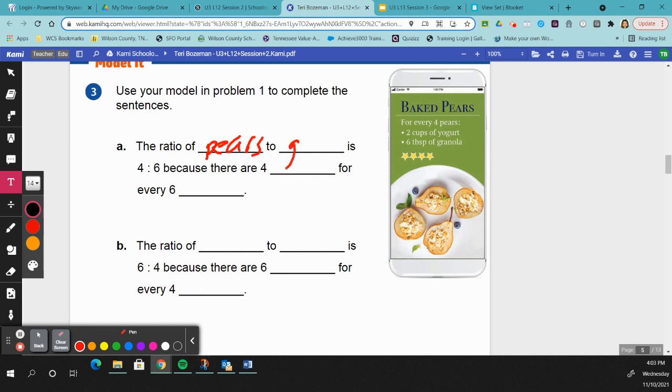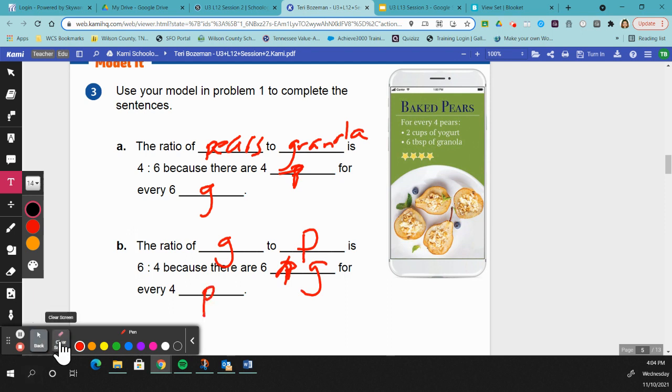6 is granola, right? So it's pears to granola. Because there are 4 pears and 6 tablespoons of granola. The ratio of blank to blank is 6 to 4. So that would be granola to pears, because there are 6 tablespoons of granola for every 4 pears.